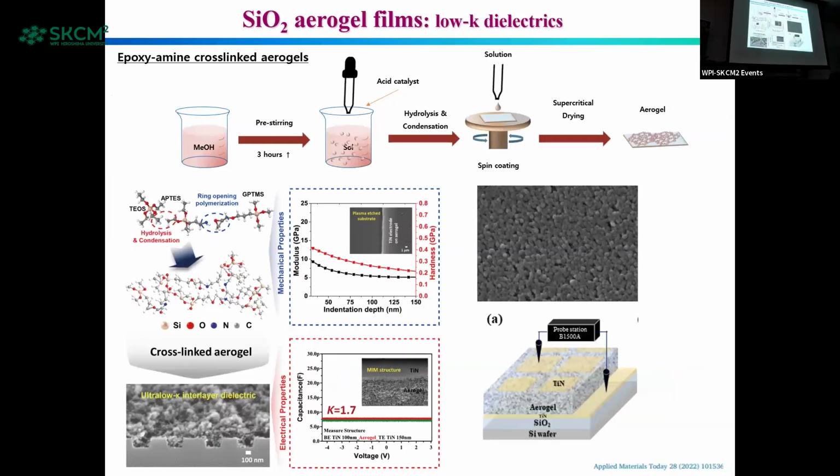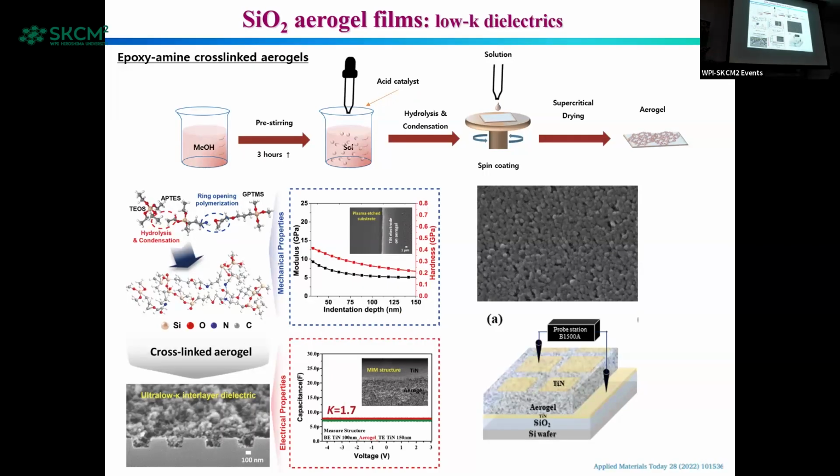Another first: we synthesized silica aerogel films. Very highly porous, nanoporous films we synthesized using this technique. We used epoxy-amine cross-linking. So we used an epoxy group containing silica precursor and an amine group containing silica precursor, APTS and GPTMS, and we did epoxy-amine cross-linking, and we got cross-linked aerogels.